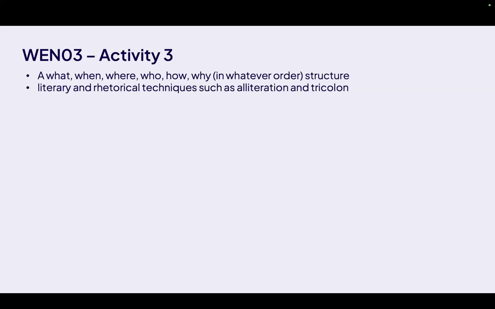But what about what, when, where, who, how, and why structure? Doesn't matter what order, but in the paragraphs we often teach students that we have to include those in maybe the first paragraph or the second paragraph of an article, which is the immediate information for the reader. Literary rhetorical techniques such as alliteration and tricolon. I think that's in the DAFOREST acronym as well, I think the last T is tricolon.